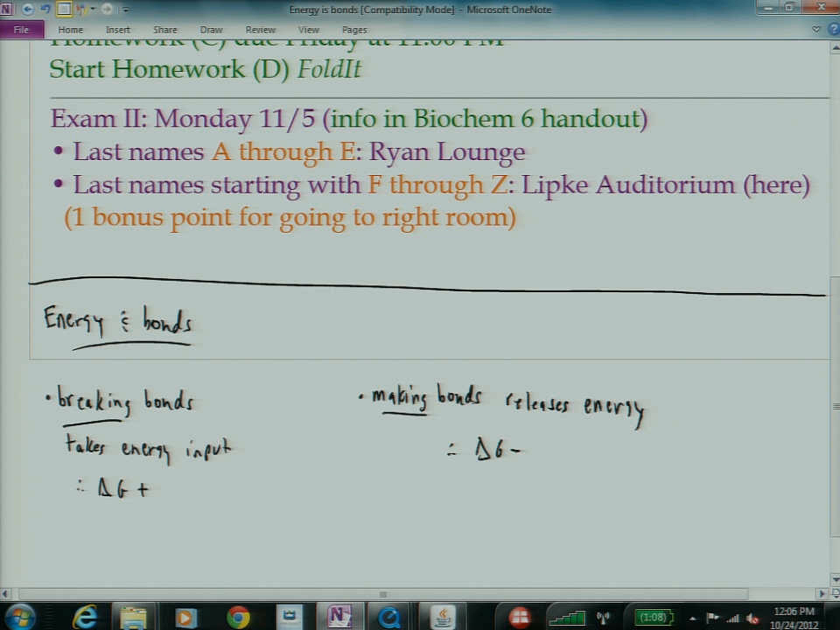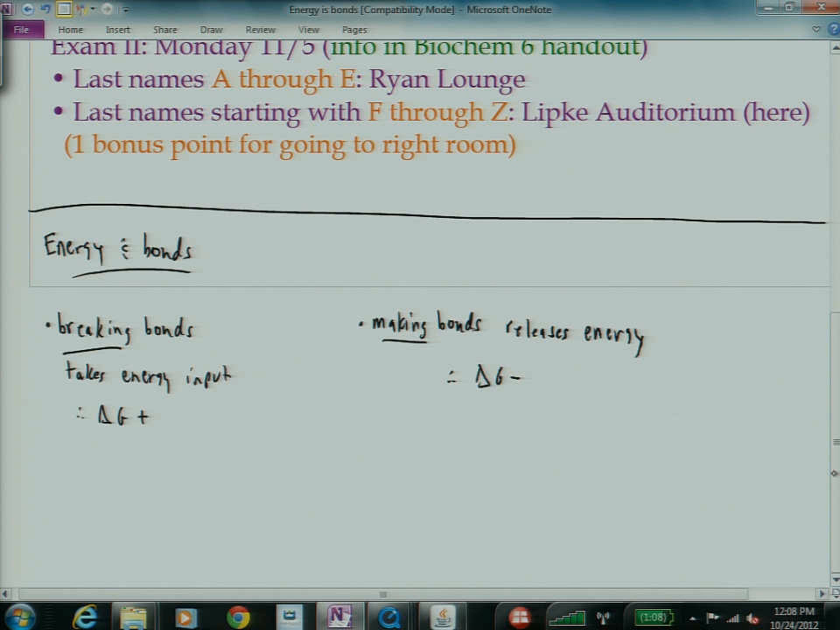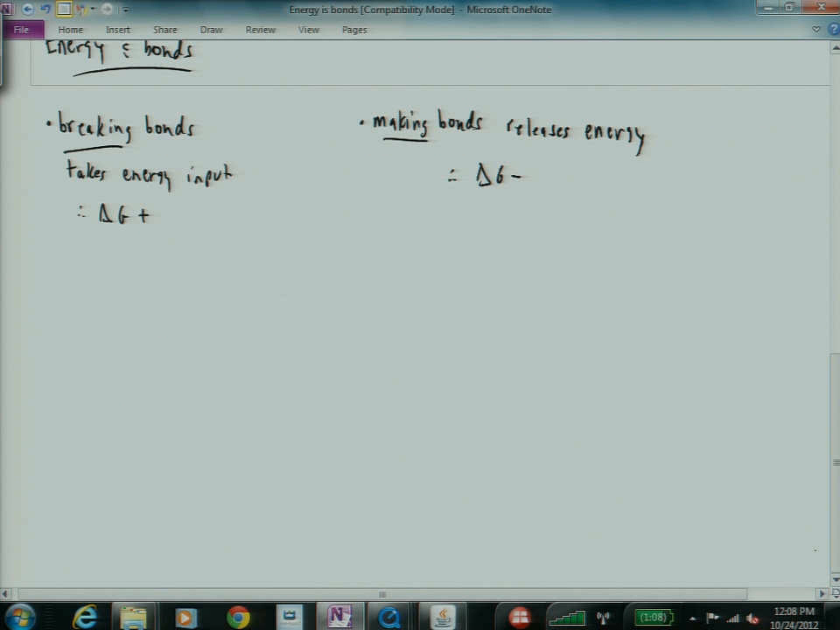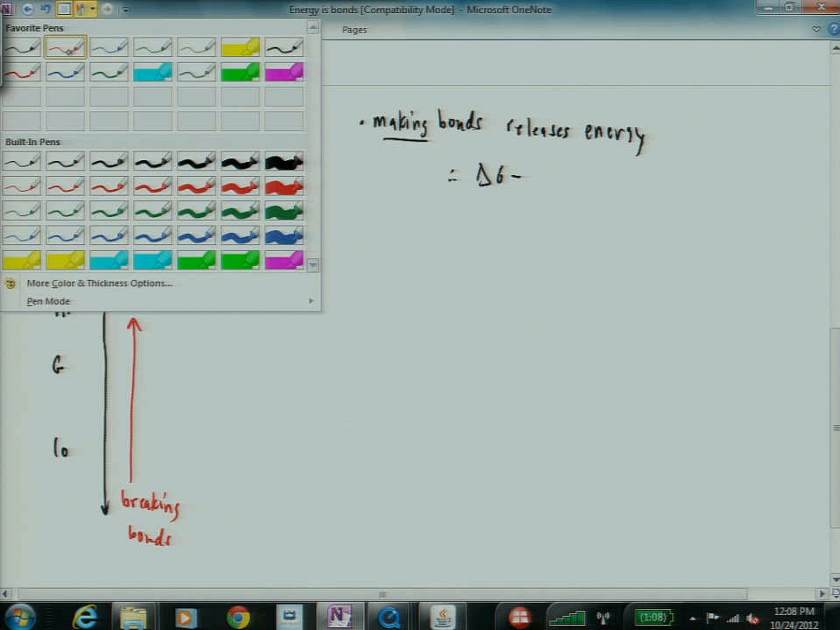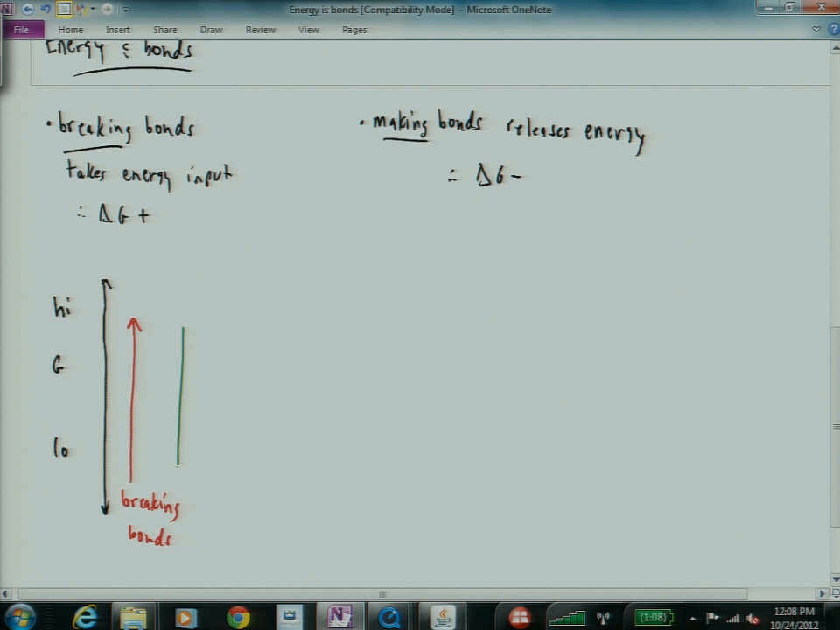There are my glasses. All right. So that leads to a very important conclusion, another puzzle I want to give you, because this is another thing that's not intuitively obvious, but if you figure it out, it makes total sense. So high and low free energy. What we know is that, let me do this in color, this is breaking bonds, delta G plus, moving up the chart. And this is going to be forming bonds.